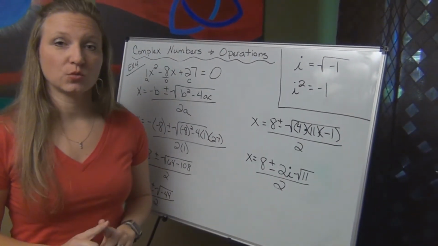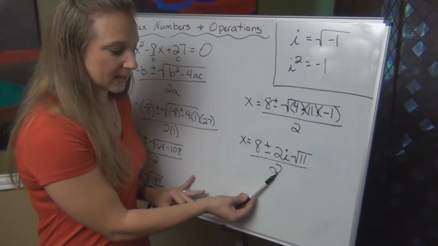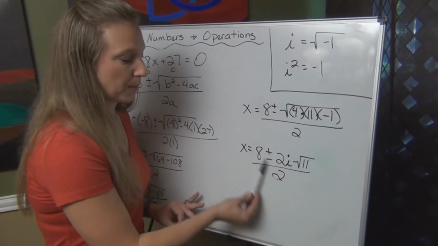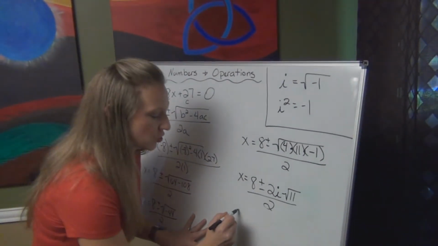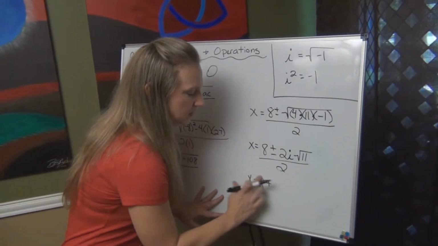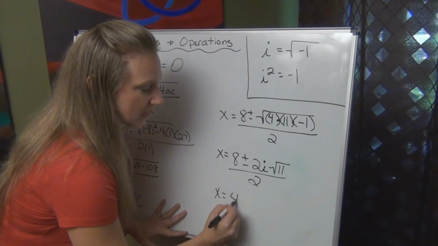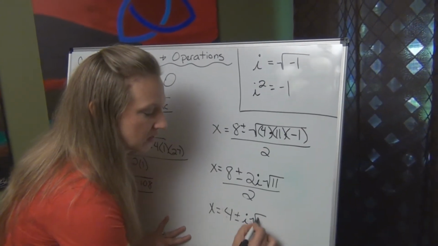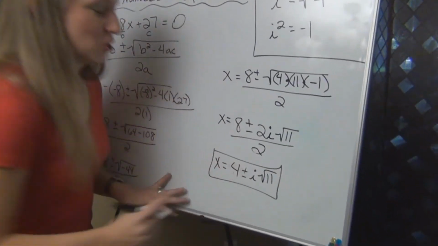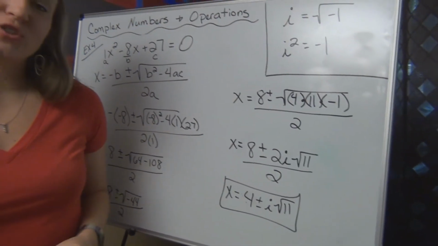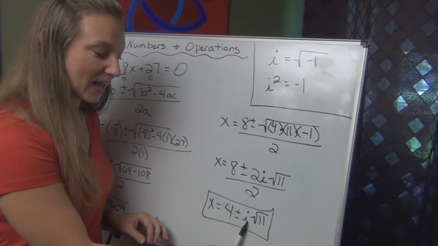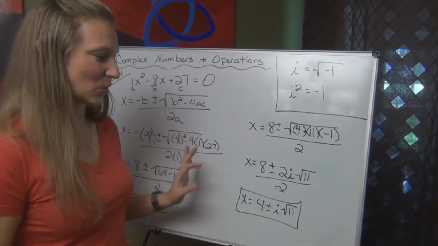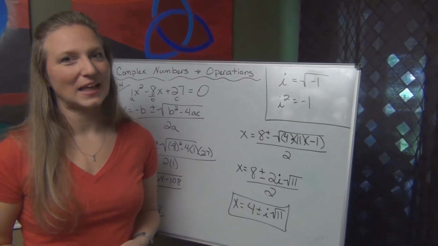Now I have one step that I can reduce this a little bit farther. If I notice that I can divide the denominator into both of the numbers in the numerator, we're going to ignore this square root, but both of these, then I can reduce it one step further. So my final answer is 8, oops, I didn't divide it. 2 goes into 8 4 times, 2 goes into 2 one time, just leaving the i square root of 11. So my solutions for this quadratic, I have 4 plus i square root of 11, and I have 4 minus i square root of 11. That's my two solutions for this quadratic, and that's where imaginary numbers come into play.